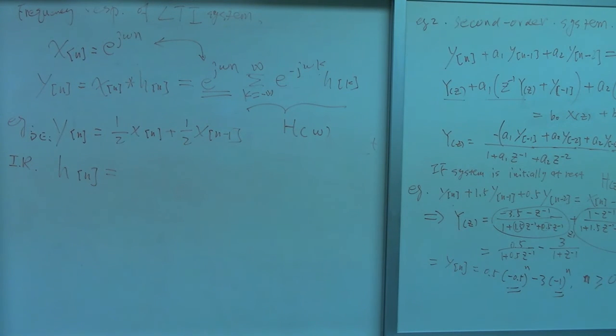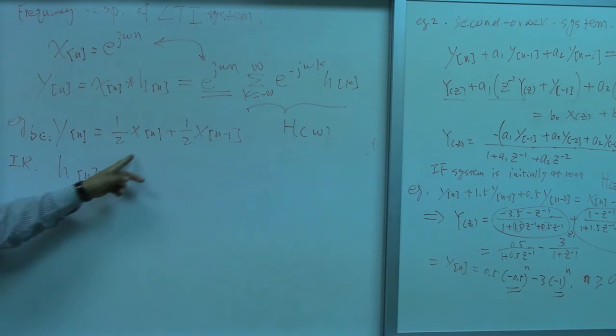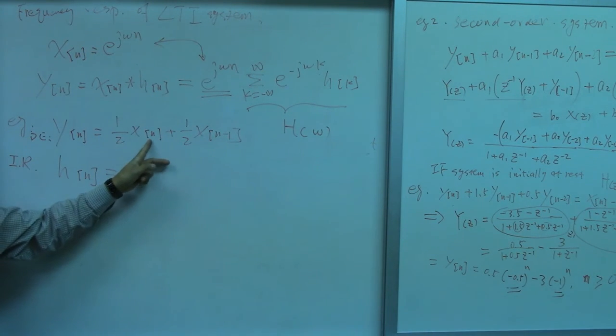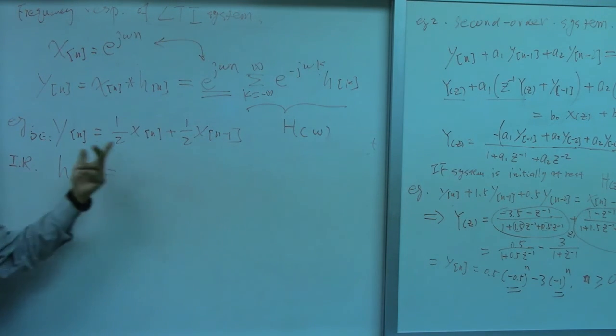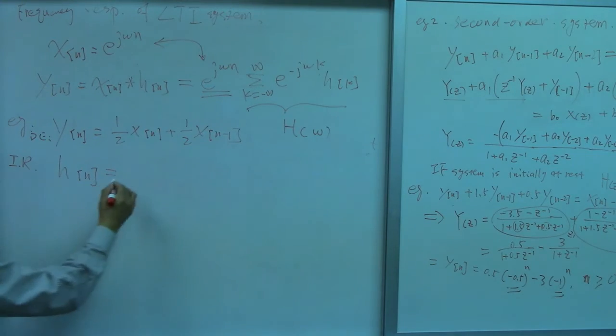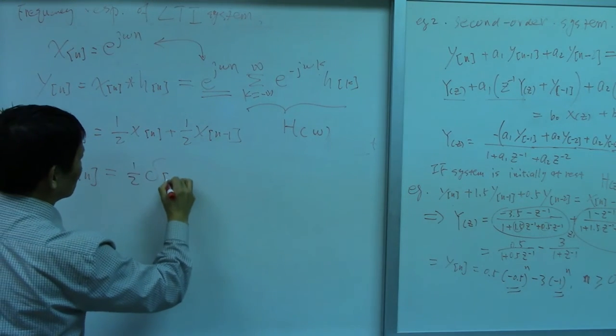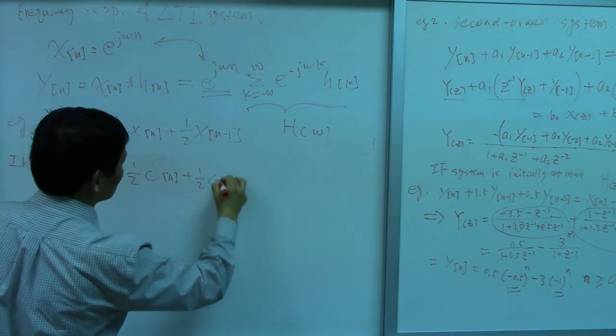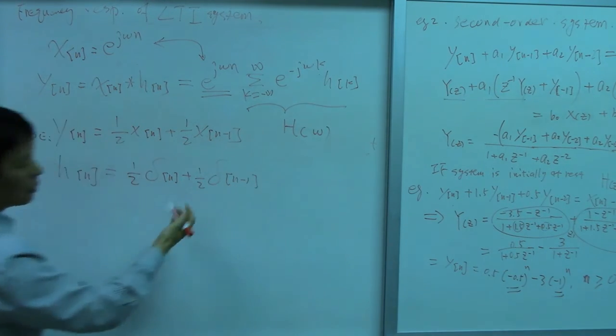The impulse response is very simple. You just replace the input with the impulse, then the output will be the impulse response. So this one will be equal to half delta[n] plus half delta[n minus 1]. Right? Impulse response.